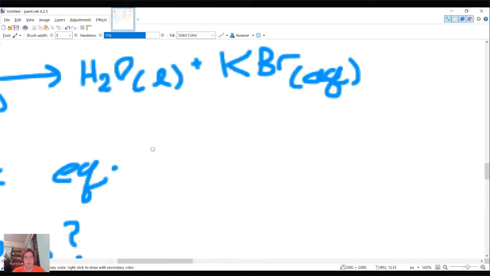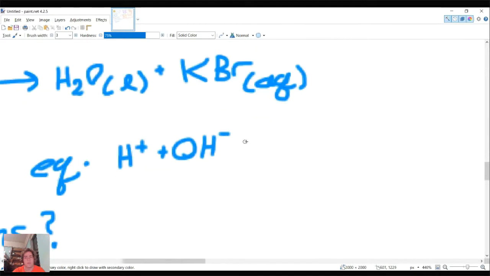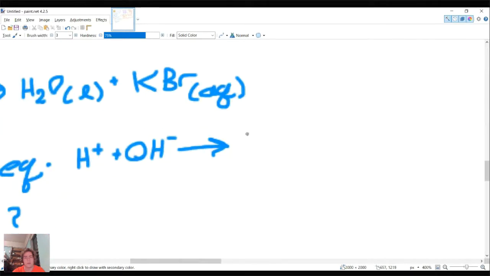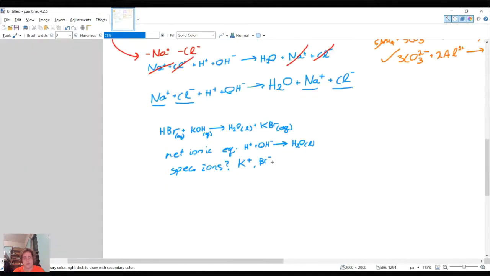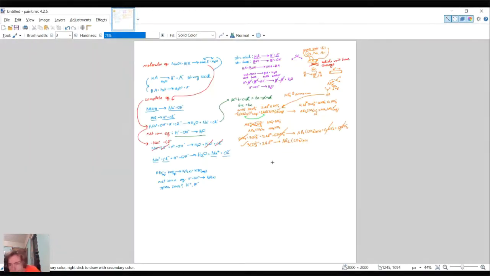So it's the same cookie cutter reaction as always: H+ plus OH- forming liquid water. And then the spectator ions are K+ and Br-. So that's that.